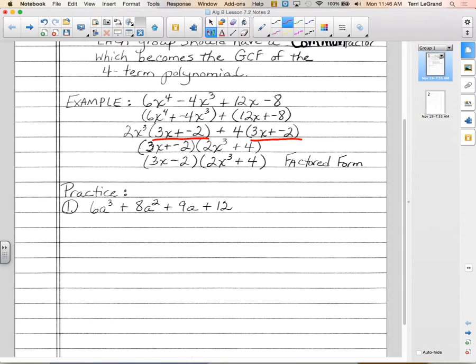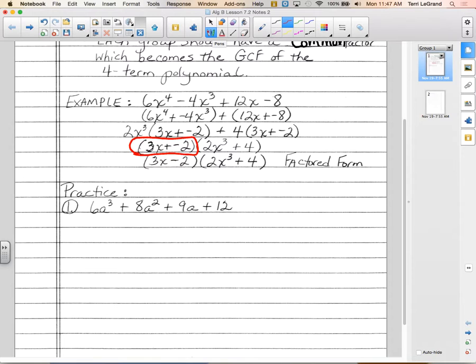Each of them have that 3x plus negative 2. So that now becomes what we call the GCF of the whole polynomial, now that we're going back to the whole polynomial working together. We're saying, okay, back to that, you once upon a time were a 4-term polynomial. I am now the GCF of the whole polynomial. And now we say, what would the other factored name be?